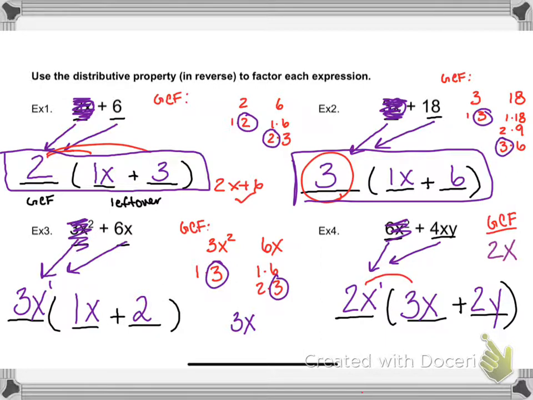So 2x times 3x gives me 6x squared. 2x times 2y gives me 4xy. And that is what I started with, and I know I'm good. So if you're feeling uncertain, you can always use distributive property to check it.